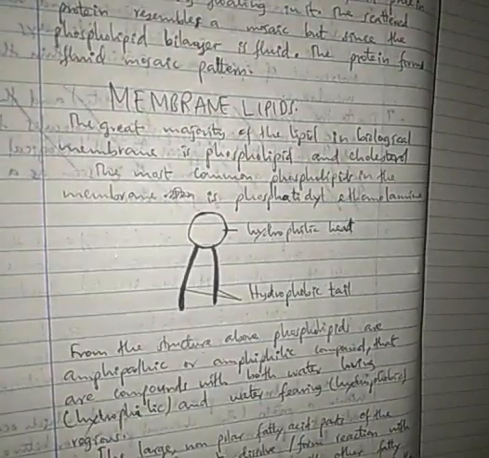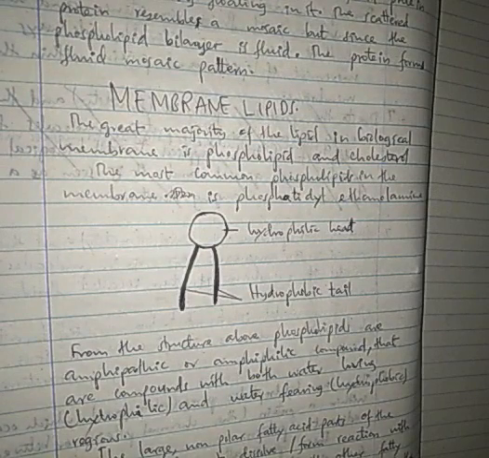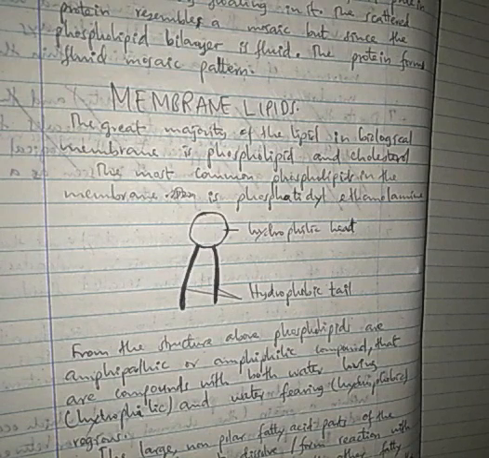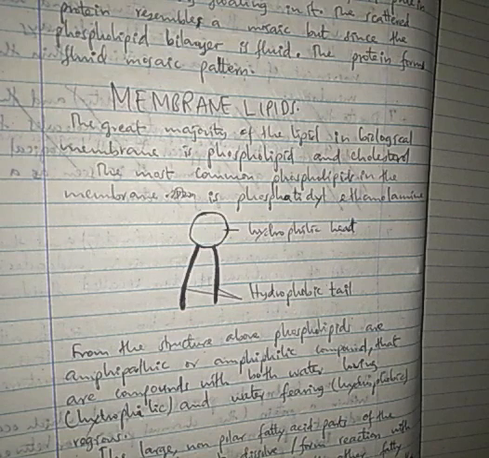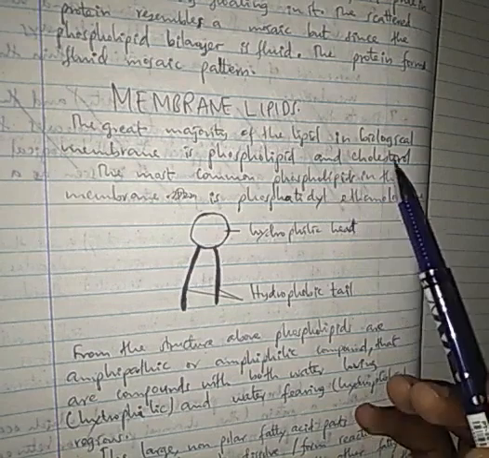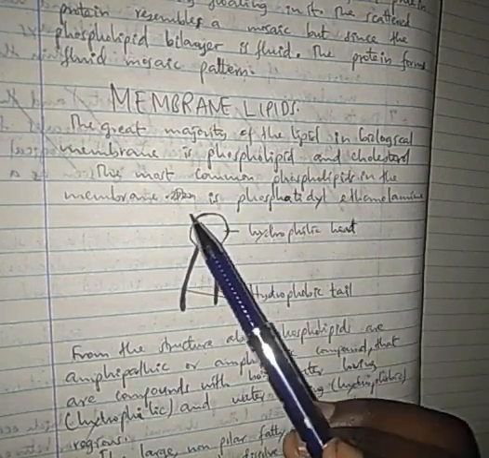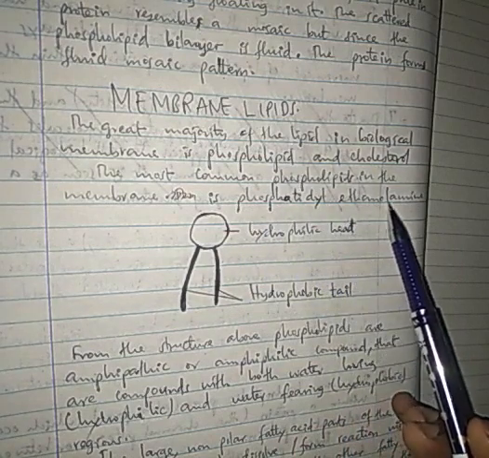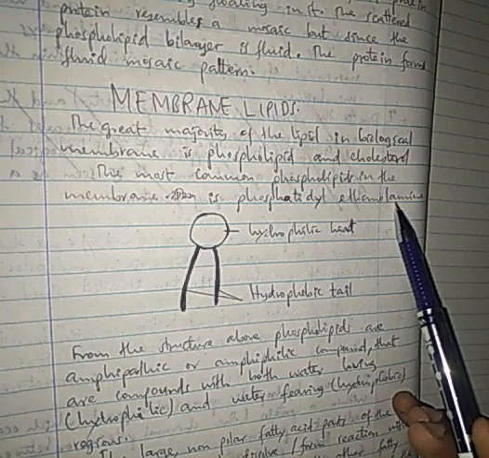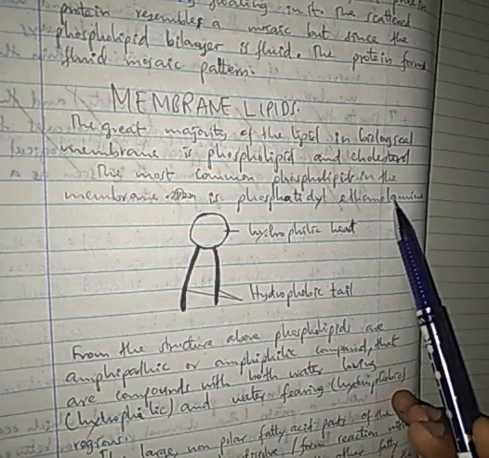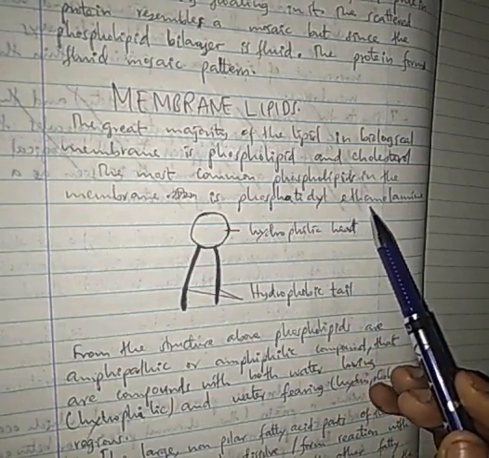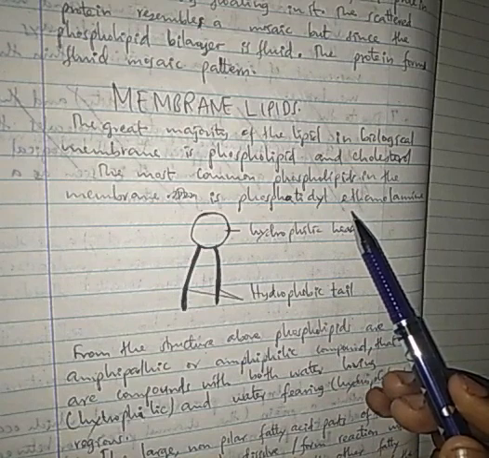Now, let's go and discuss each component of the cell membrane and the function of each. The first component is membrane lipids. The great majority of lipids in the biological membrane are phospholipids and cholesterol. The most common phospholipid in the membrane is phosphatidylethanolamine. So it's not so important to understand this difficult name, even to pronounce, but it's just important to know phospholipid.